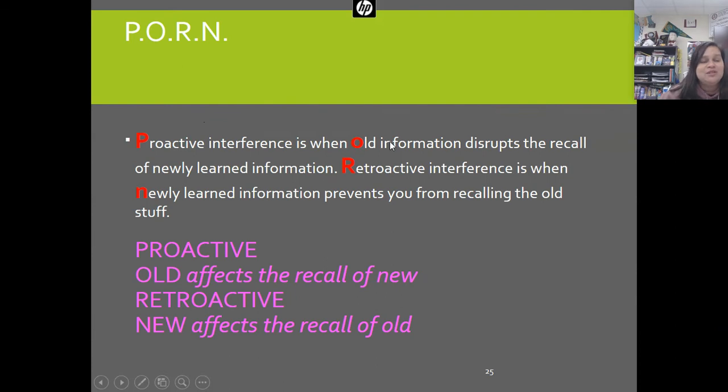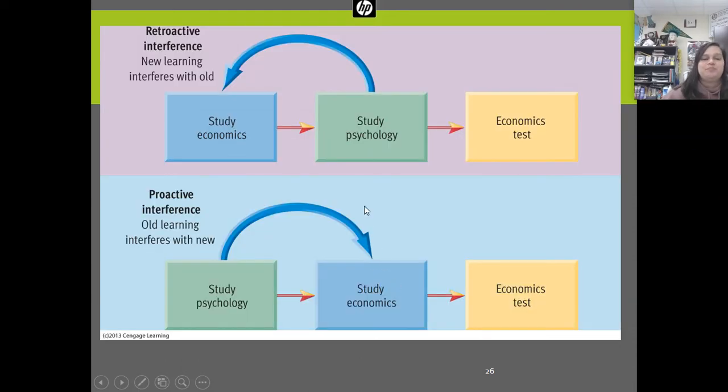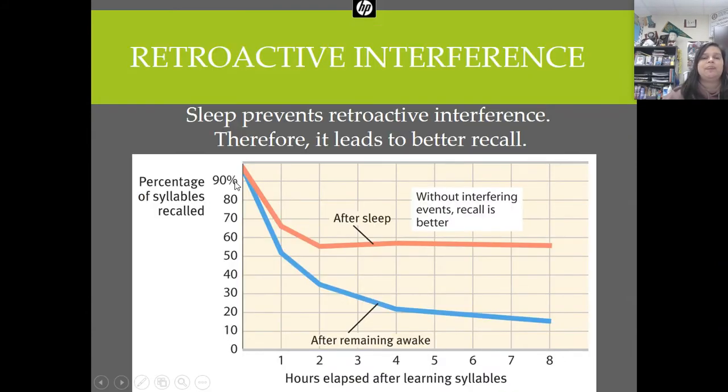An acronym that lots of psych people, I didn't come up with this one, some psych teachers came up with, is PORN. Using proactive old affects the recall of new, and retroactive new affects the recall of old. So proactive old, retroactive new. I don't use that one to remember for myself, but that one might help you remember a little bit better. So again, with retroactive, the old can't be remembered. New learning interferes with the old. Proactive interference, old learning interferes with the new.